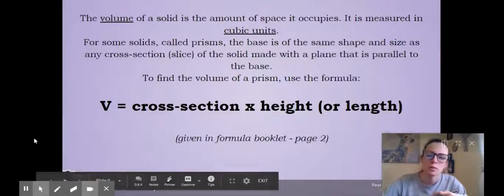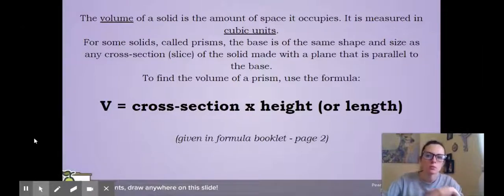Right, so the last major thing we're going to talk about is volume. The volume of a solid is the amount of space it occupies, and it's measured in cubic units. So area is in square units, volume is in cubic units.